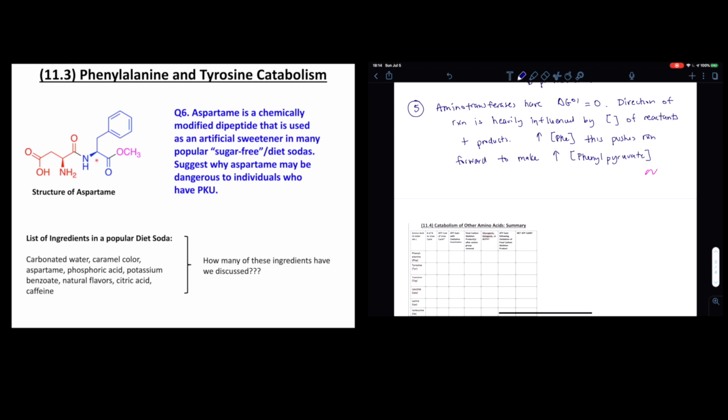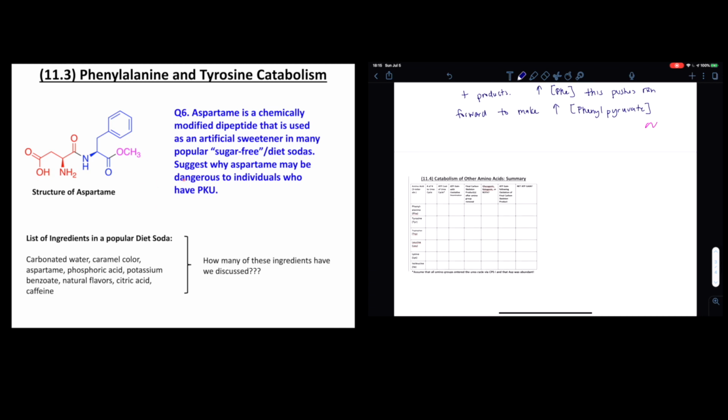Okay. So, why is it dangerous to PKU patients? Well, when it goes in the body, this gets hydrolyzed by like a dipeptidase, for example, an enzyme that's going to cut the peptide bond here. And that releases phenylalanine, and the phenylalanine will increase in concentration. And that's why on Diet Coke, you see that the ingredients is aspartame, and then in brackets it says contains phenylalanine.